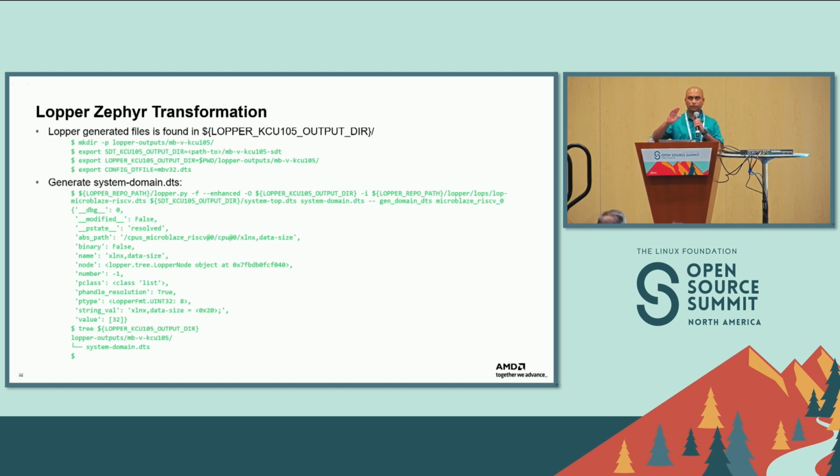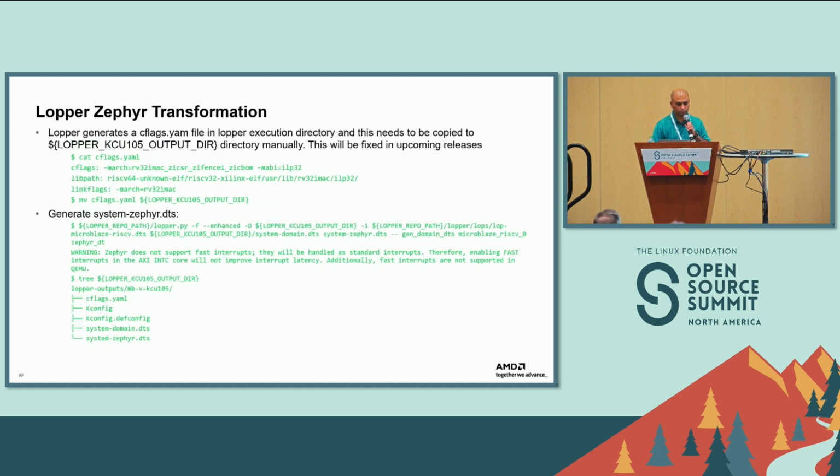And once you take the system DT file, which is the domain DT file, it will generate the C flags file. Basically, this C flags file contains all your processor tune files, which are required for the Yocto project build system. So this is the C file right now. It doesn't generate in the Lopper output directory. It is generating in the current working directory. So this will be fixed soon.